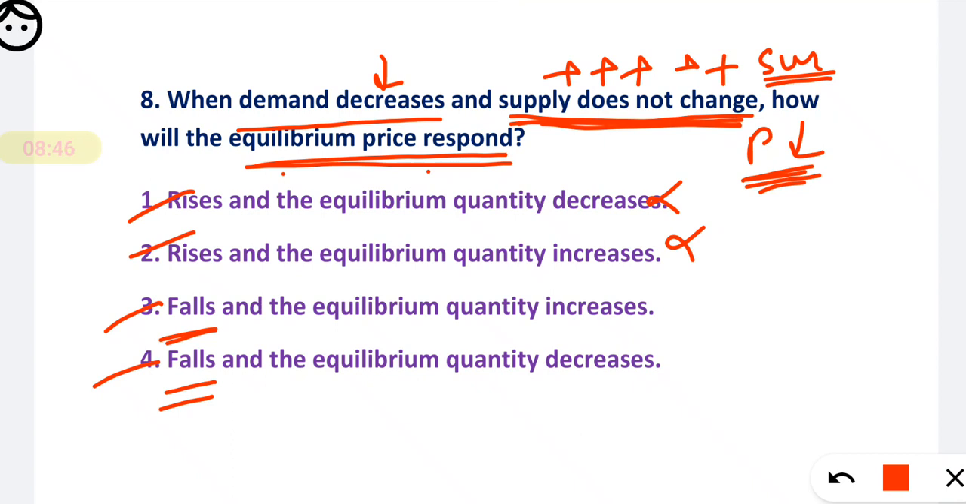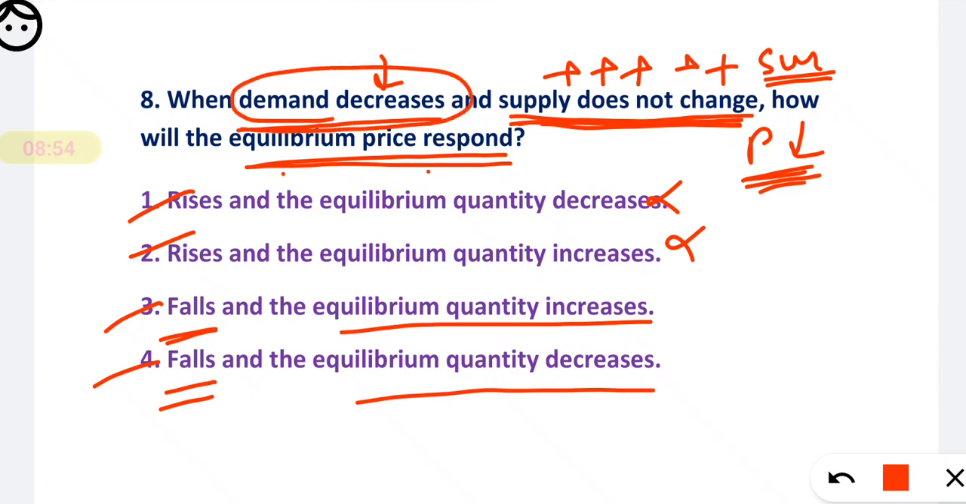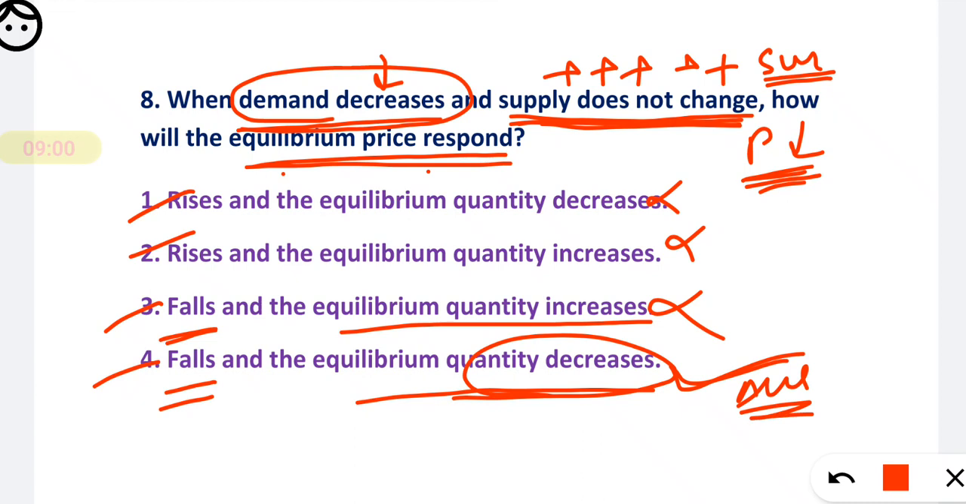Now what they are saying in the third option, equilibrium quantity increases, and in the fourth, equilibrium quantity decreases. In the question itself they are saying demand for the quantity has decreased. So if we eliminate the third, equilibrium quantity decreases, the fourth option will be our correct answer. Okay, this is what we have learned through common sense.